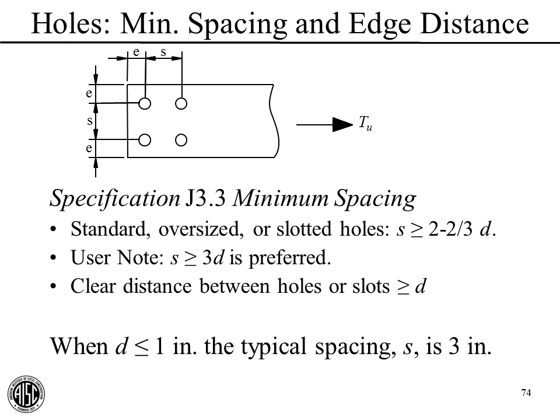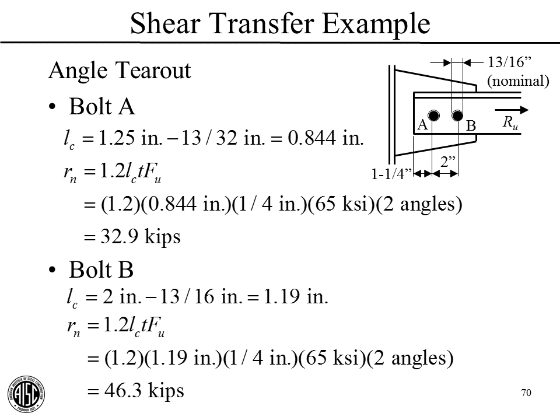Here's a question on slide 70. Also sort of getting at this idea of hole size and the spacing and tear out checks. So on slide 70, how do we get 13/32 in the angle tear out for bolt A?